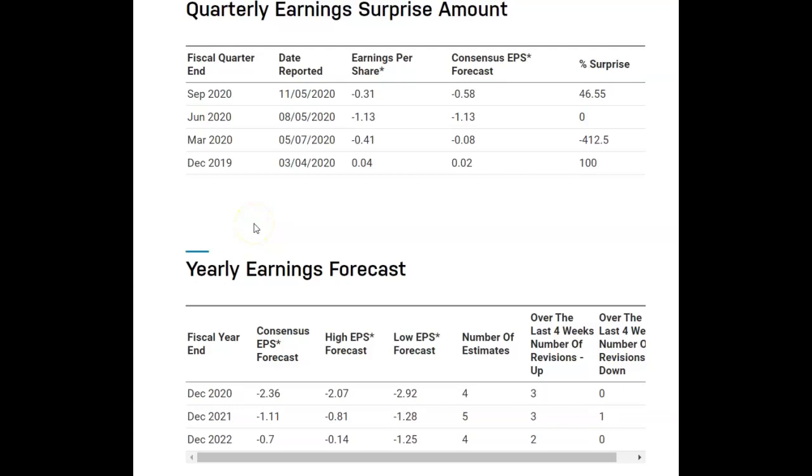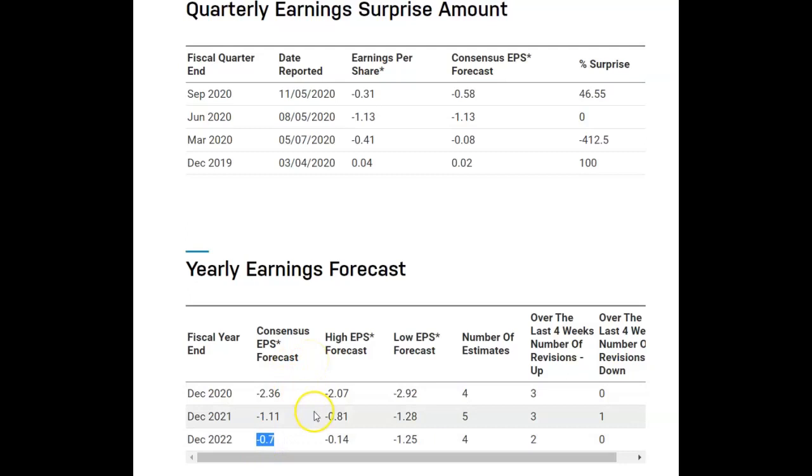Now, if I jump over to the NASDAQ's website, we can take a look at their yearly earnings forecast for the next couple of years. At the end of this year, they are projected to lose $2.36. But if you look at 2021, we can see that that loss is approximately cut in half because they are expected to lose $1.11. And then the following year in 2022, they are expected to lose only 70 cents a share. So it approximately gets cut in half again.